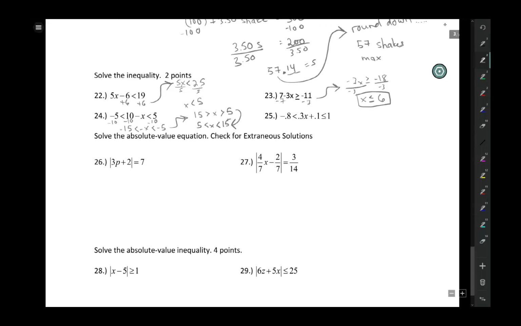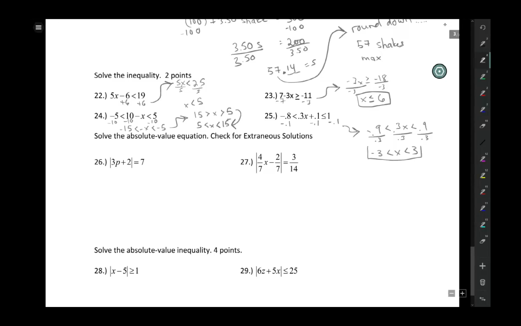Decimals, just plug them in your calculator. That's what I would do. Minus 0.1, minus 0.1, minus 0.1. That means negative 0.9 is less than 0.3x, which is less than 0.9. Divide by 0.3. Just don't leave that as your final answer. Your calculator can handle this. Negative 0.9 divided by 0.3 is negative 3, less than x, less than 3.